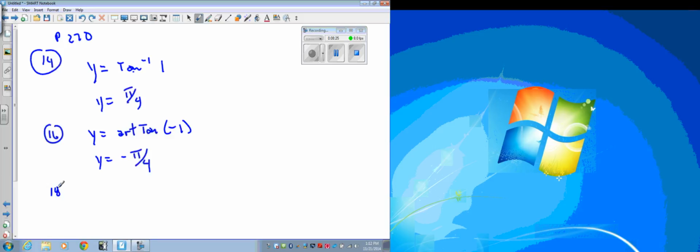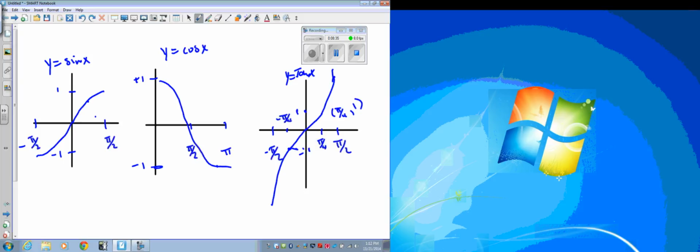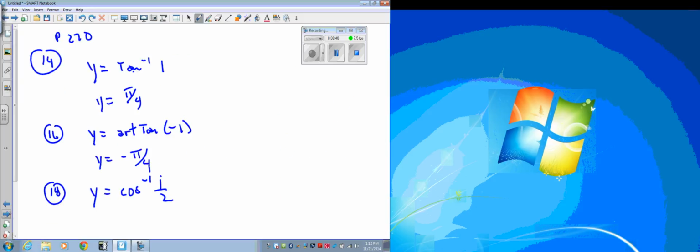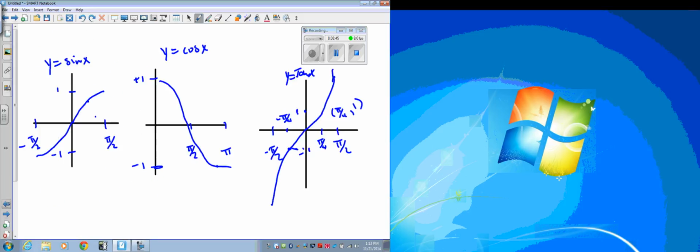So in 18, y equals cosine inverse of 1/2. So I'm going to go back and I'm going to refer to this. And notice what is it? It's inverse of 1/2. So on this from 0 to pi, what is this value for 1/2 up here? For a vertical of 1/2.